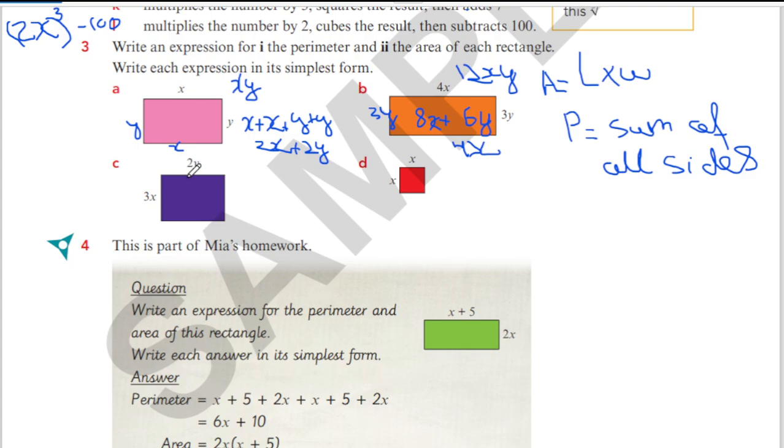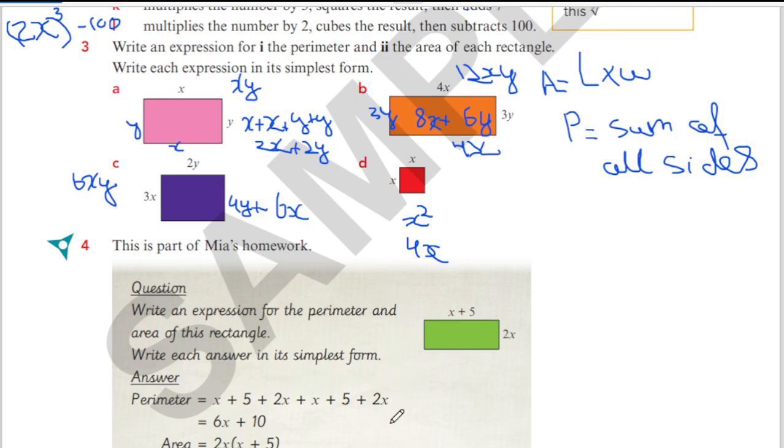Area of this part C will be 2y into 3x, which is 6xy, and the perimeter will be 2y plus 2y will be 4y, plus 3x plus 3x will be 6x. Then part D, x into x will be x square is the area, and the sum of all sides x plus x plus x plus x will be 4x, the perimeter. Is it clear? Okay, now we'll move to question number 4.